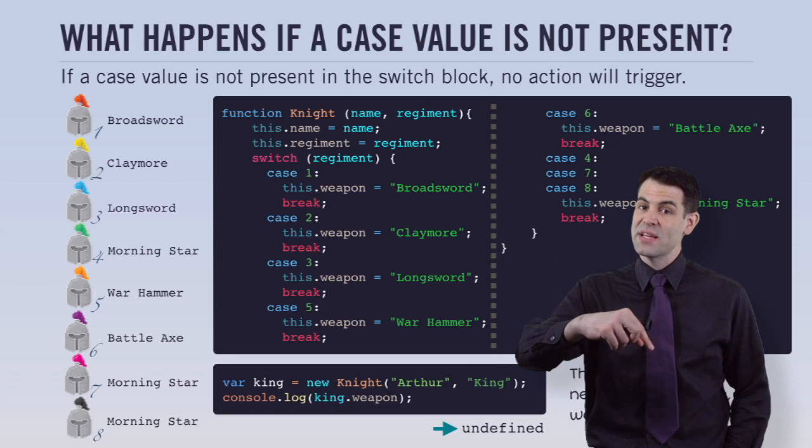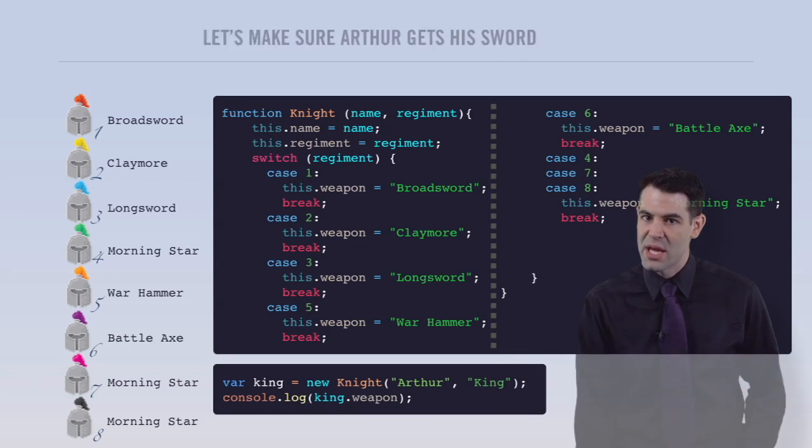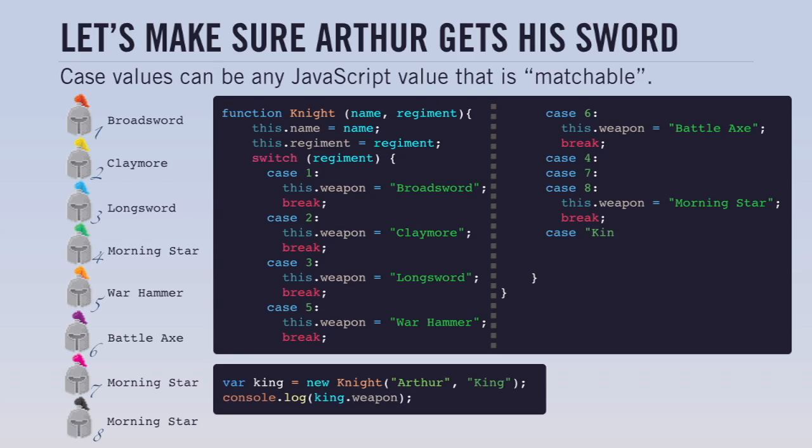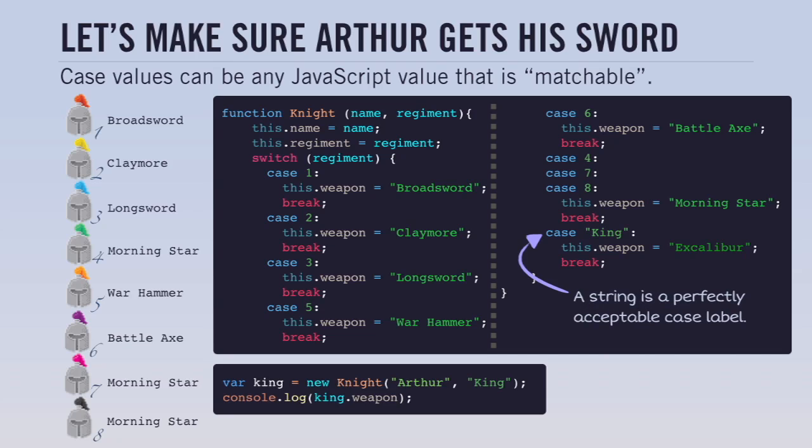So we can fix that by adding another case. Notice here that this case for the king uses a string, and that's because a string is a perfectly acceptable case label. In fact, JavaScript will accept any value that happens to be matchable with what's passed into its parameter. Now when we call our new knight constructor and it happens to be Arthur and he's the king, we assign that result to the king variable and we log out the king's weapon, we get Excalibur, as we would expect.